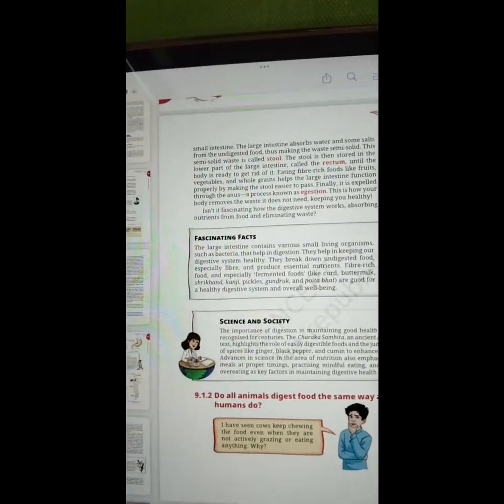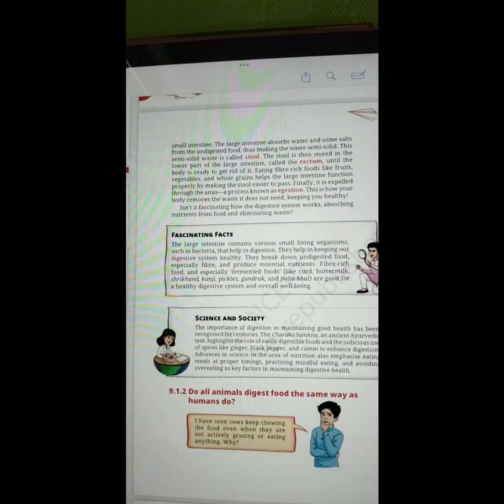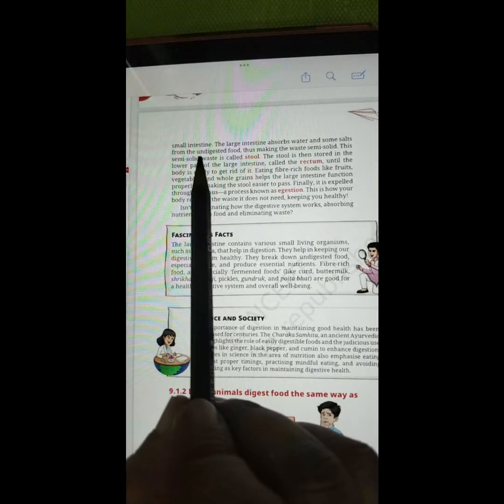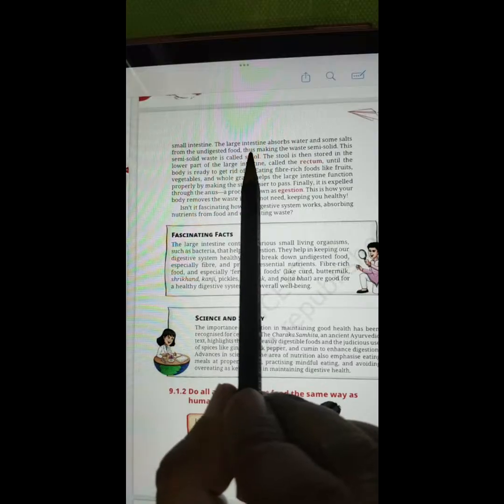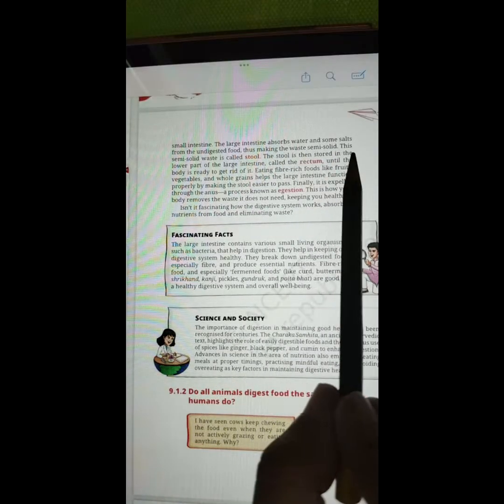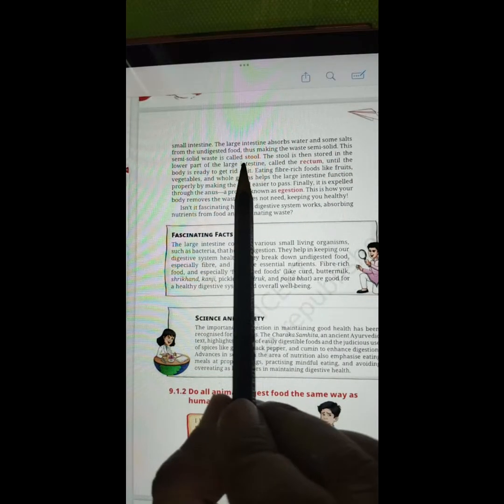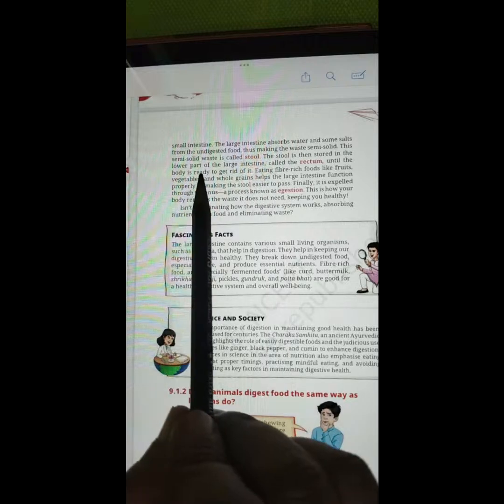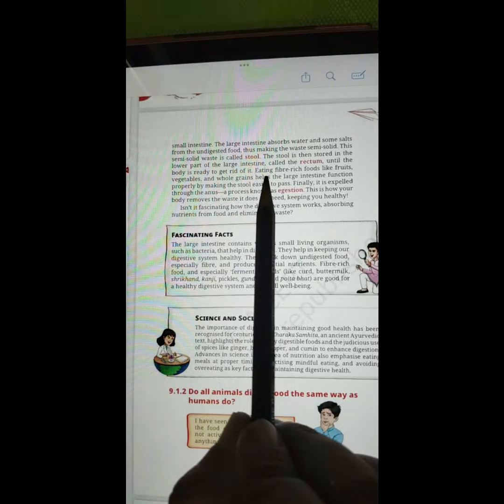The large intestine absorbs water and some salts from the undigested food, thus making the waste semi solid. The semi solid waste is called stool. The stool is then stored in the lower part of the large intestine called the rectum until the body is ready to get rid of it.